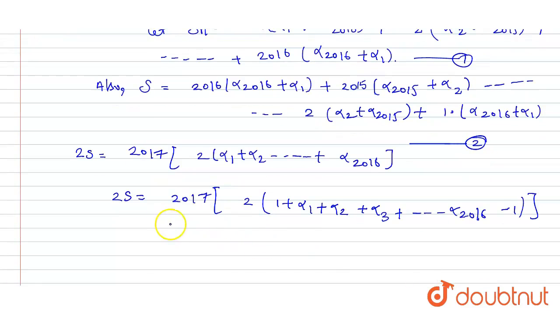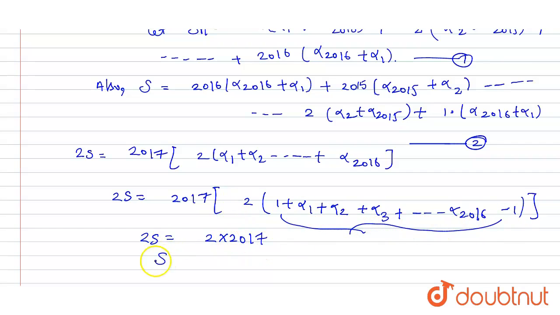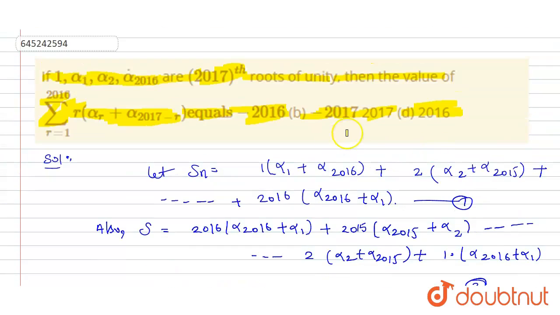Okay, so solving it, we will get 2S equals this term, and this one will be equal to 0. So we will get 2S equals 2 times 2017, because this complete term will be equal to 0. Okay, now we will get S equals 2017, which is the desired answer for the given question. That is option number C is the right answer.